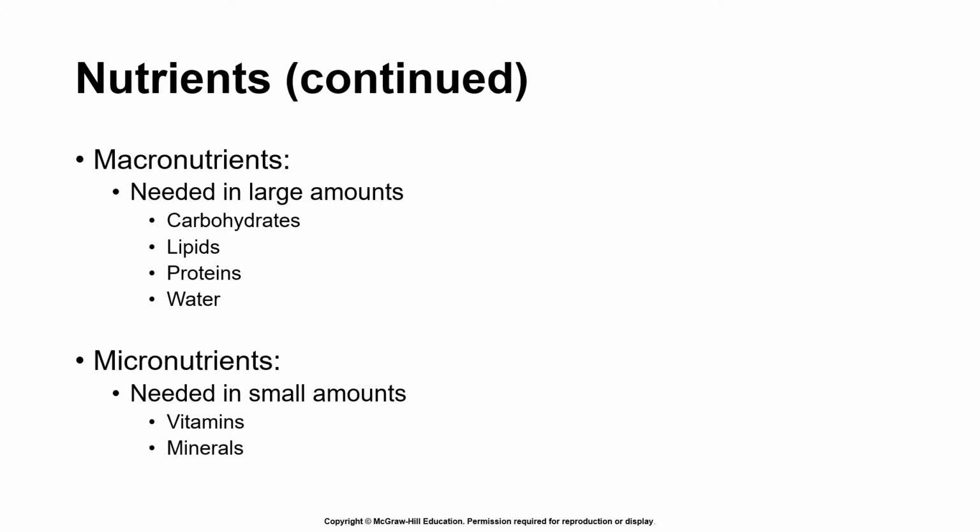We also talk about nutrients in terms of the amount that we need. A macronutrient is needed in fairly large amounts. The macronutrients are the carbohydrates, lipids, proteins, and water. The micronutrients are needed in very small amounts. Vitamins and minerals fall into that category.